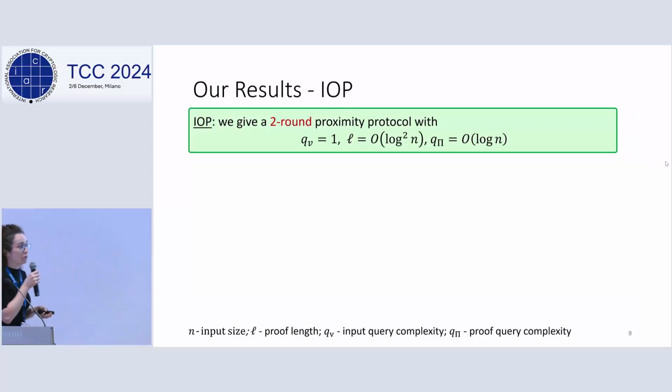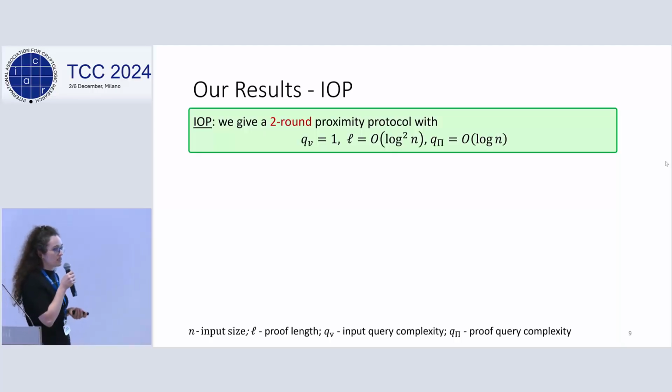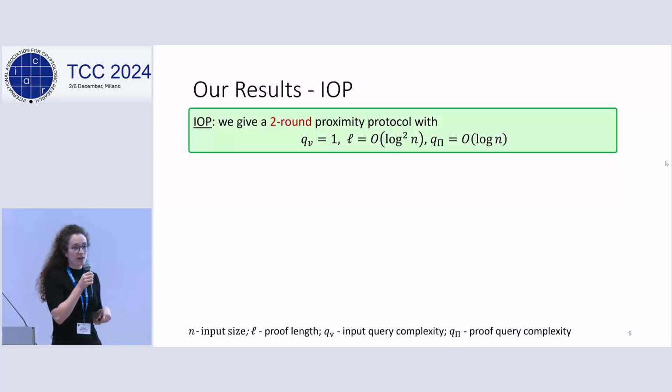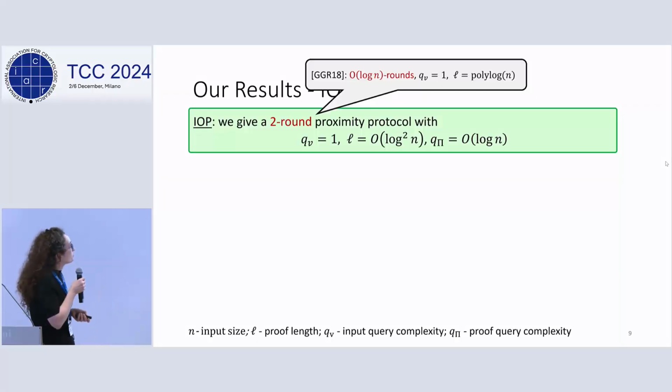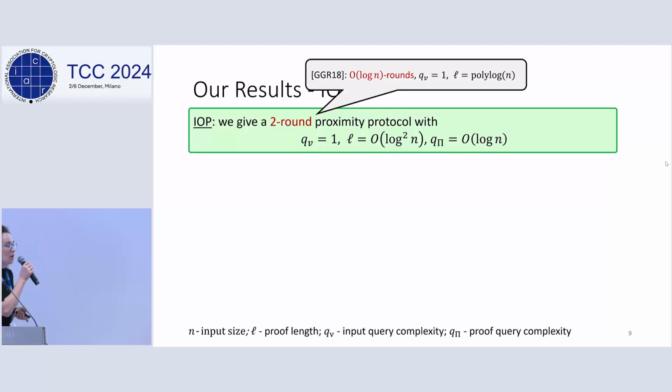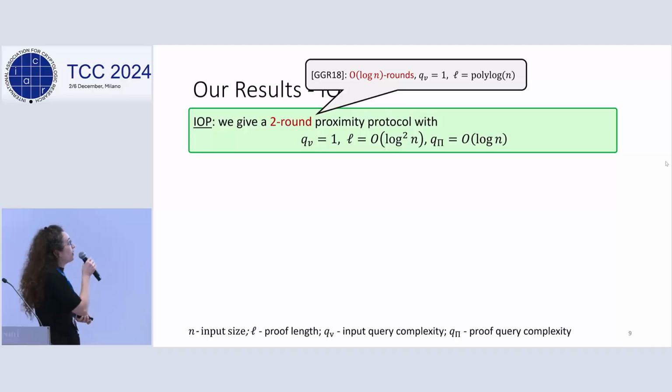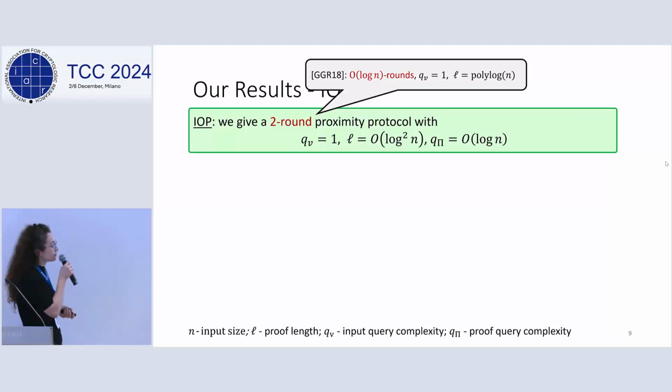So we provide a two-round proximity protocol with a single input query, and the proof length is log squared n, and the verifier reads log n bits from the prover messages. So you can see that if we have just two rounds, you can get a single input query, and the communication complexity is still very good. Compared to previous work, Goldreich, Gur, and Rothblum constructed an IP protocol with log n rounds, single input query, and the communication complexity was polylog n.